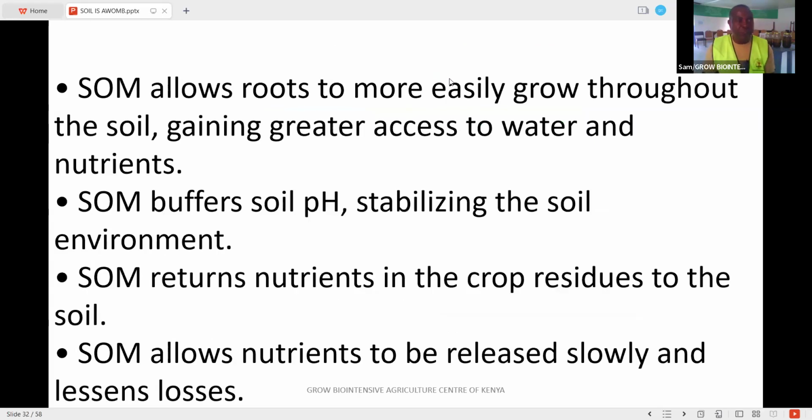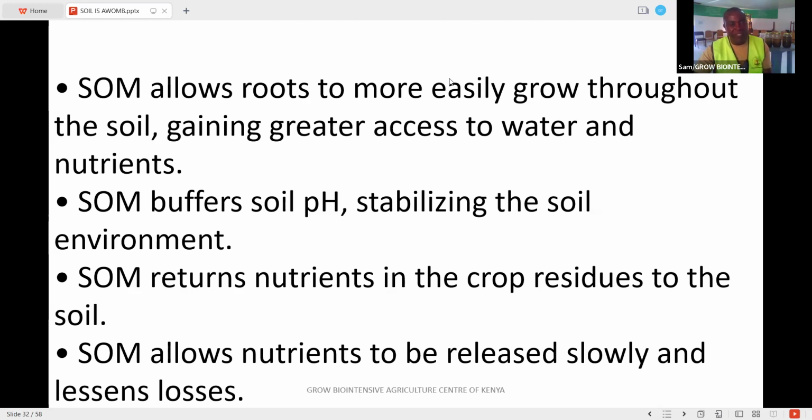And again, soil organic matter allows roots to move easily and to grow throughout. We also should understand that the upper part of the plant portrays the lower part of the plant. So the more vigorous the plant is growing, the more vigorous the roots are also growing. Soil organic matter is a buffer. Buffering means to neutralize. It neutralizes pH and stabilizes the soil environment. That's organic matter for us.